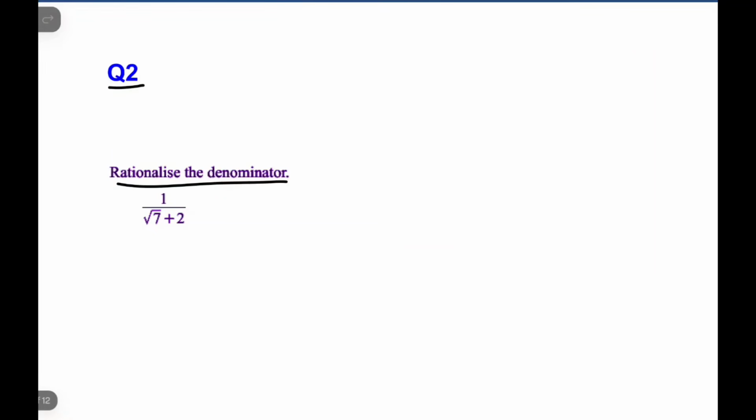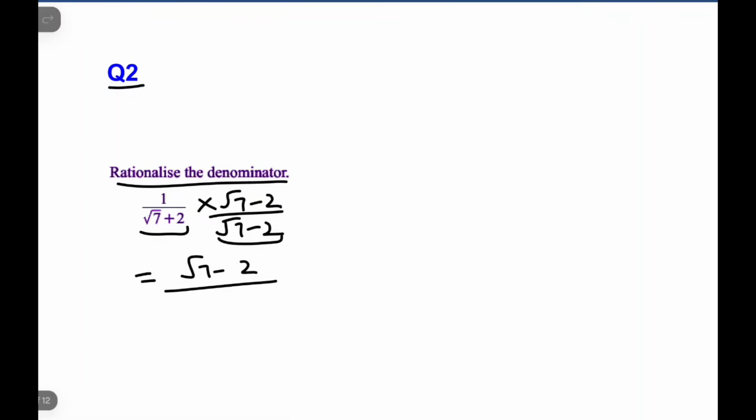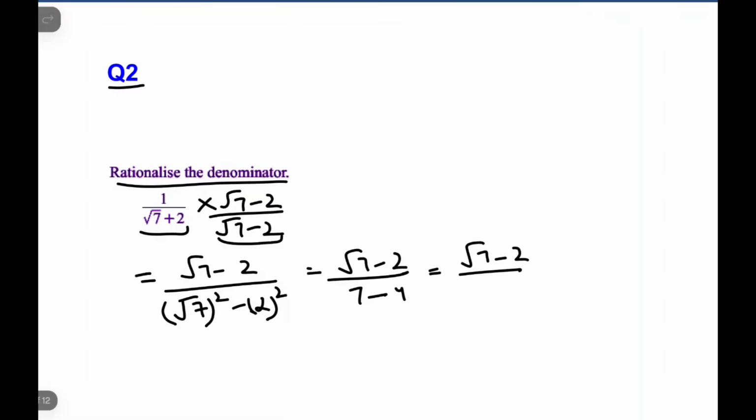Question number 2, rationalize the denominator. So we'll multiply it with root 7 minus 2 upon root 7 minus 2. So this will be equal to root 7 minus 2 upon... Here we can apply the formula of (a plus b)(a minus b), that is a square minus b square. So root 7 square minus 2 square, which will be equal to root 7 minus 2 upon... Root 7 square will be 7, 2 square will be 4. So this will be root 7 minus 2 upon 3, or it can be written as 1 by 3 times root 7 minus 2 upon 3.